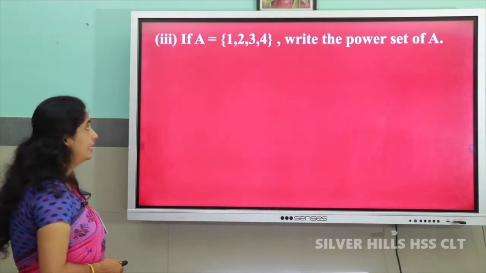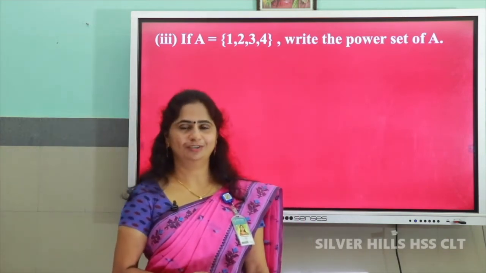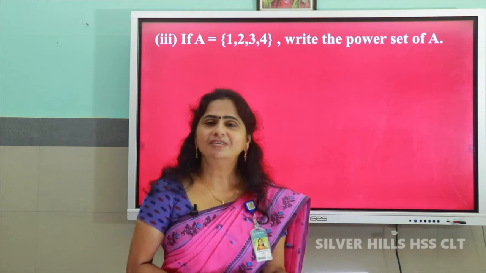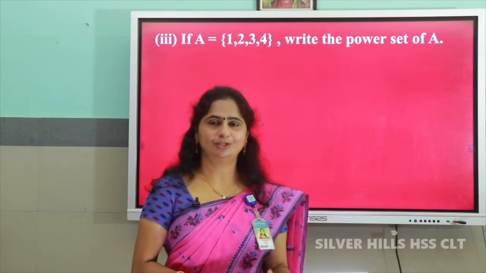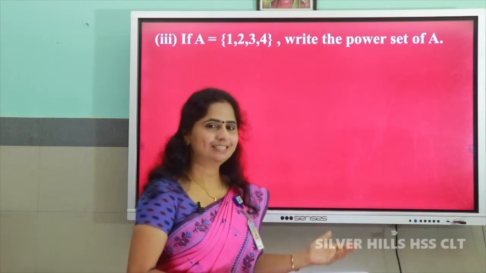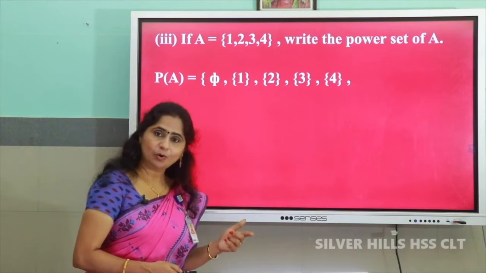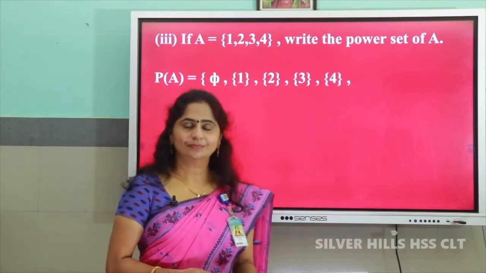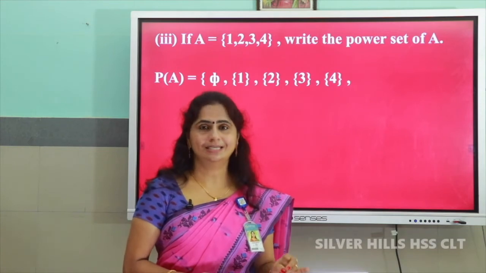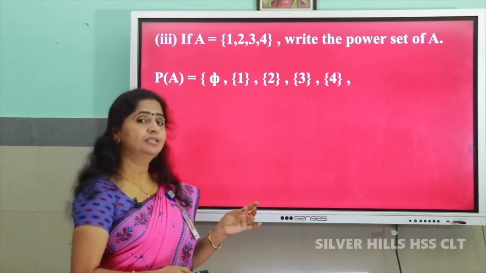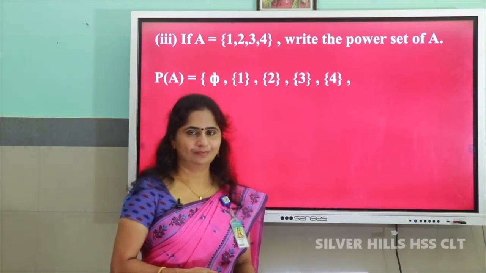Let us move on to the next problem. If A is equal to the set {1, 2, 3, 4}, what are the power sets of A? How many elements will be there in the power set of A? So, let us see. P of A is equal to, first open the set notation, first the empty set, then one at a time: {1}, {2}, {3}, {4}, over.